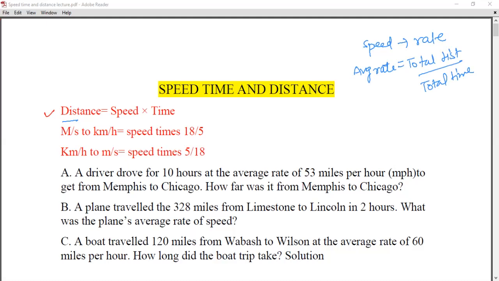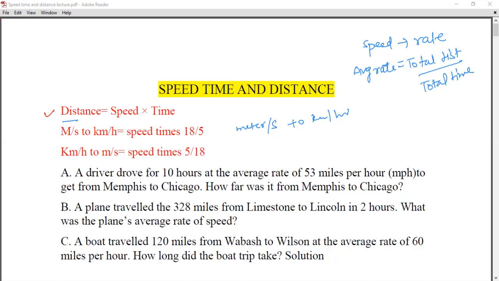Now you have already done these things in your grades. If you need to convert meter per second to kilometer per hour, you need to multiply by 18 by 5. And if you want to convert kilometer per hour to meter per second, you need to do the reverse, multiplying it by 5 by 18.